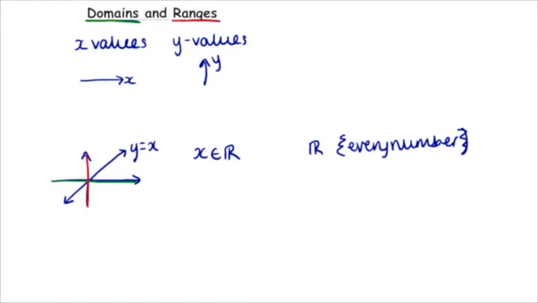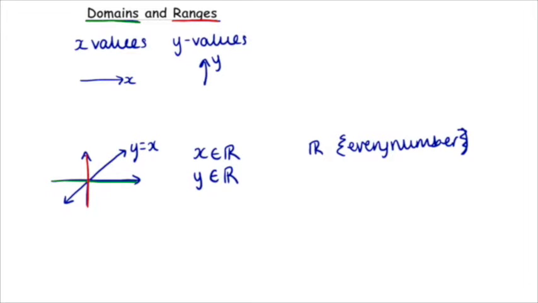And then if we look at the range, the y values, we get exactly the same thing happen. So the y values can be anything at all. It's going to carry on forever, going as far down and as far up as we can. So the y, the range, is also an element of the real number set.